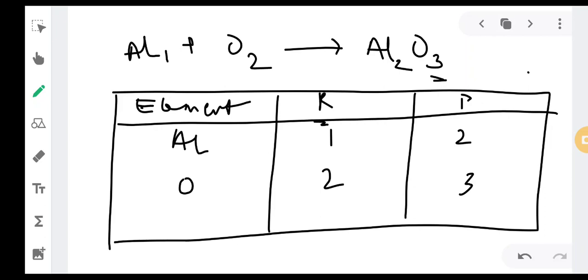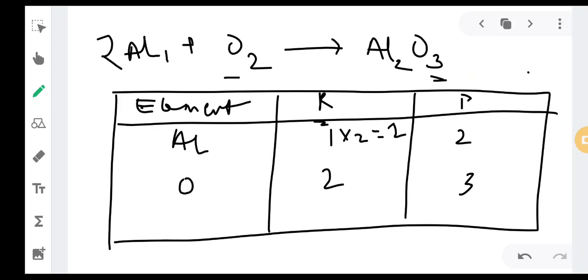So how you will balance this: the first rule I had told you was to convert the smaller number into the larger number. How will you convert the smaller number into the larger number? By multiplying it with that number. So you need to multiply this with 2 and make this 2. On the reactant side, you need to multiply Al with 2. Now 2 into 1, so Al has become 2 in number.